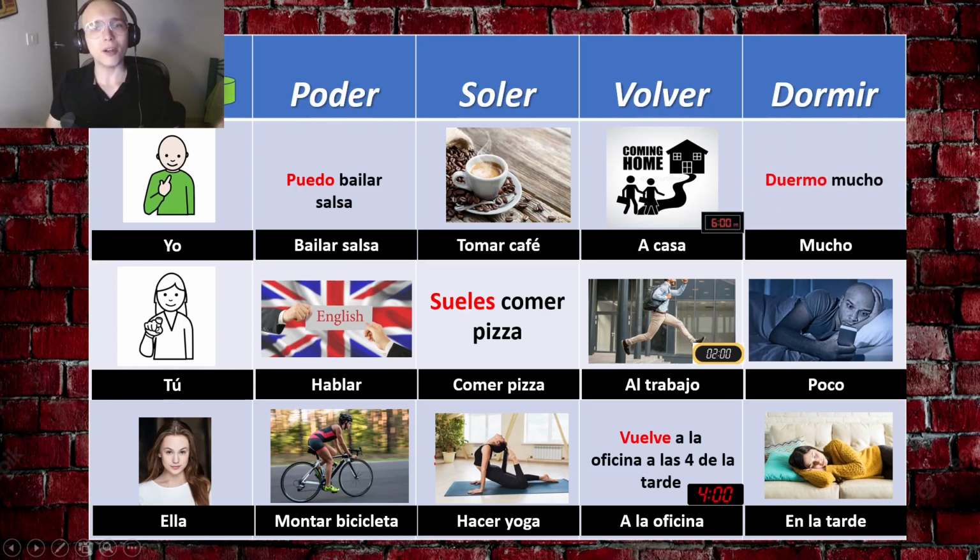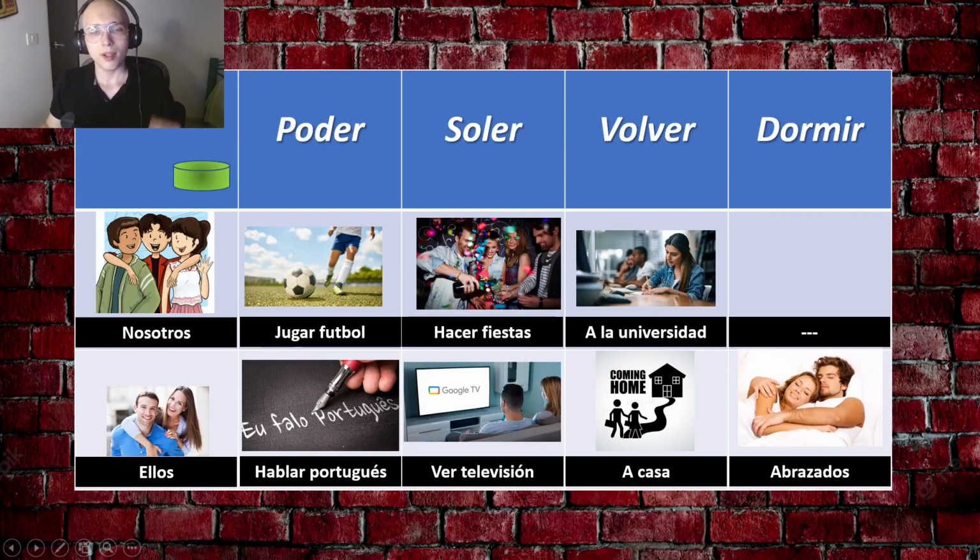There it is. Now let's practice in plural. Now, let's remember that when it's nosotros, we won't make the declination. And when it's ellos, we need to put the N at the end. Okay? So let's say, we can play soccer. Y decimos, nosotros podemos jugar fútbol. One more time. Nosotros podemos jugar fútbol.